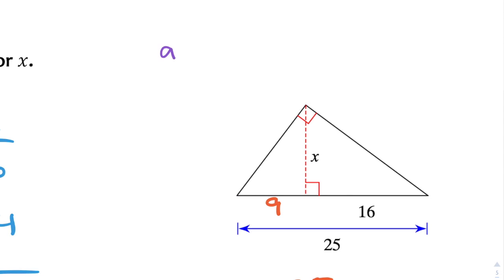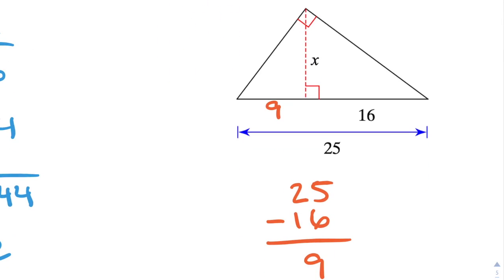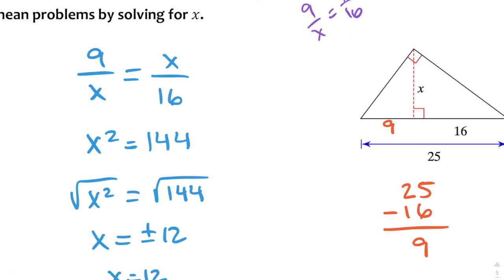I can set up 9 is to x as x is to 16. And I get 9 because I did 25 minus 16, which left me with 9. So setting that up, that's your geometric mean. Find your cross products. You get x squared equals 144. You should know the square root of 144 is 12, plus or minus 12.